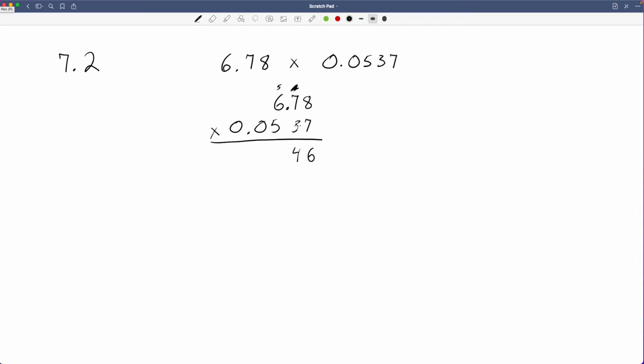Once I use it, I like to cross it out. So that's 42. This would be 7. And we'll put our 4 here, 47. All right, and I used that 5, so I'm going to cross it out. 3 times 8 is 24.